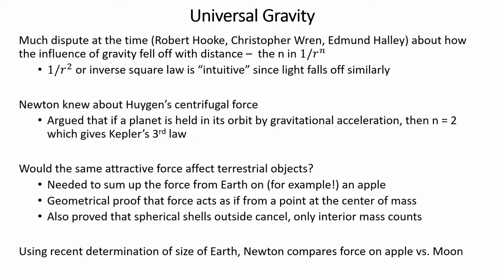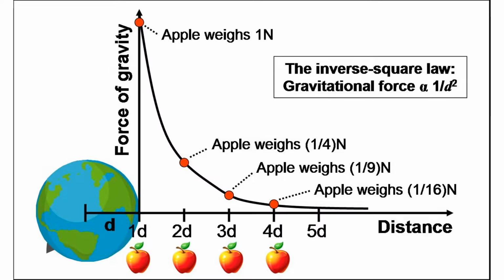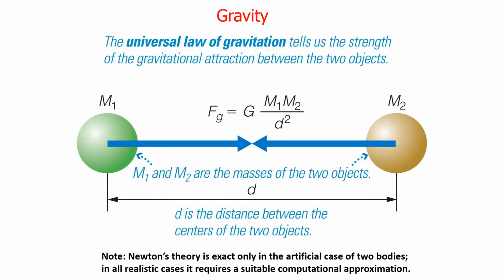Using a recent determination from his time of the size of the Earth, Newton compared the force on an apple to the moon. And he showed that the apple's force that gives it its weight on the Earth's surface does indeed behave the same way as the force on the moon at a much larger distance with a much larger mass, and that these objects are behaving according to the same force law, and that it is an inverse square law. This is a remarkable insight, and it leads him to his universal law of gravitation, which we see here in equation form.